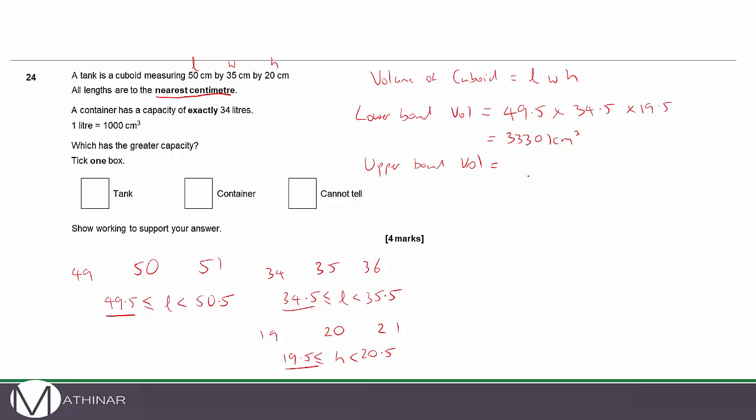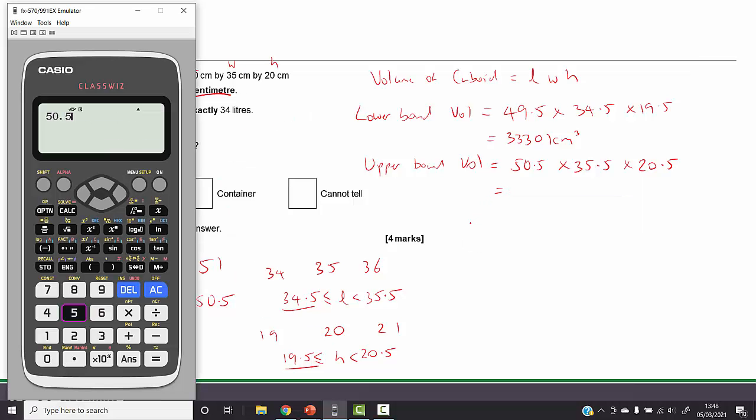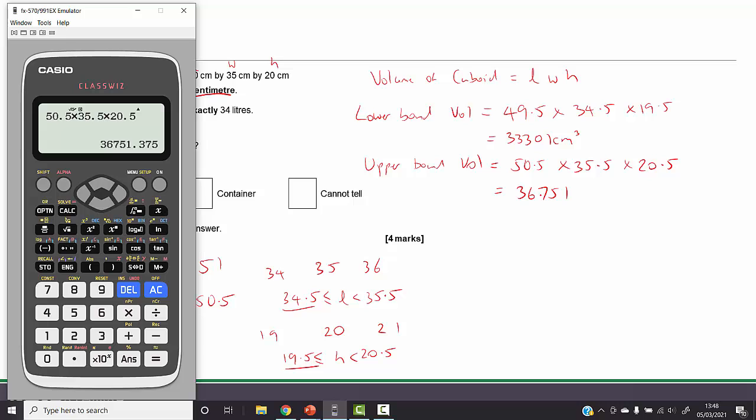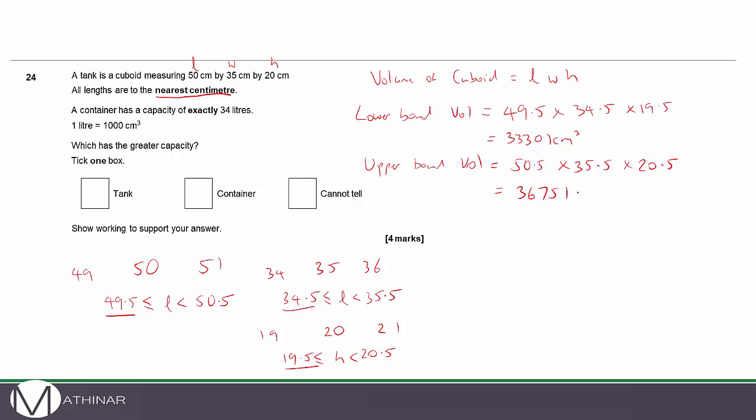Let's do the upper bounds. So the upper bounds, we're going to be using 50.5 times 35.5 times 20.5. And if we multiply them together, we get 36751 centimeters cubed.